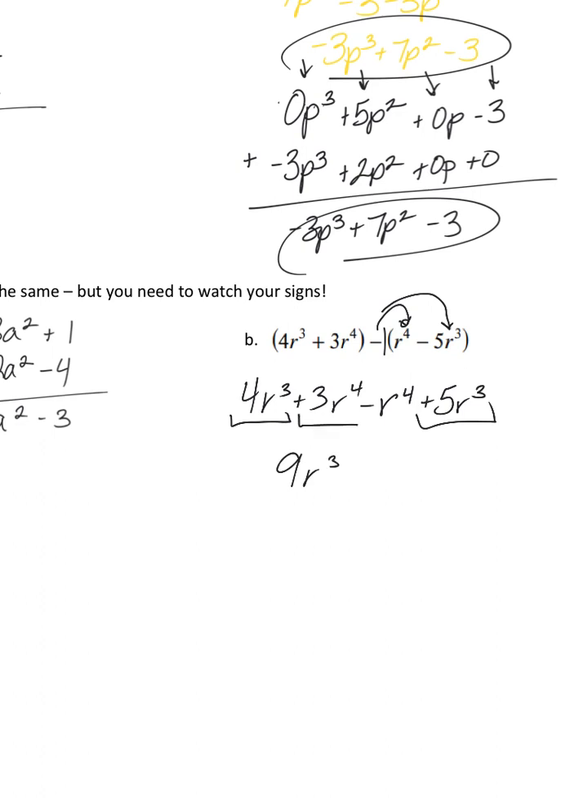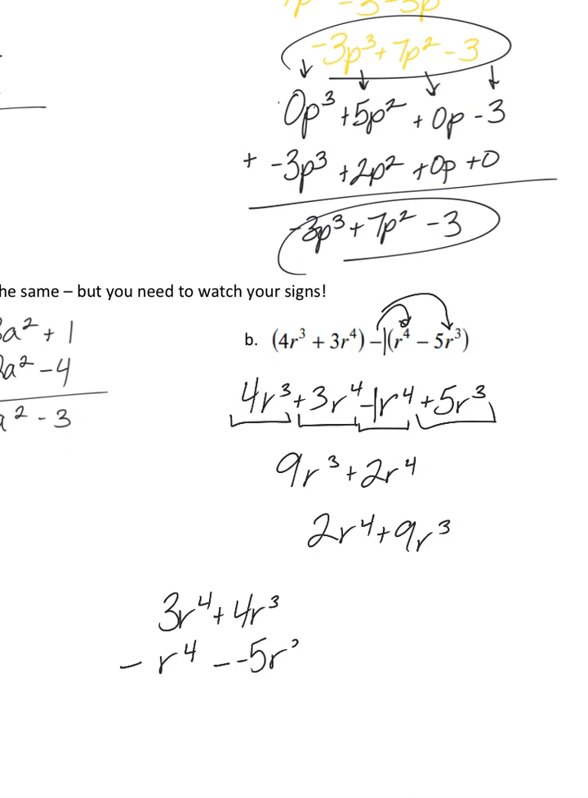And then I have 3r to the 4th minus 1r to the 4th. So that'll be what? Plus 2r to the 4th. Then I need to rearrange this so that it is in standard form. The other way you could think about it is to subtract them vertically. So if I do that, I would have, let's see, 3r to the 4th plus 4r cubed. And then I have minus r to the 4th, and then I have minus a -5r cubed. So this minus a -5r cubed down here is really like plus 5r cubed.